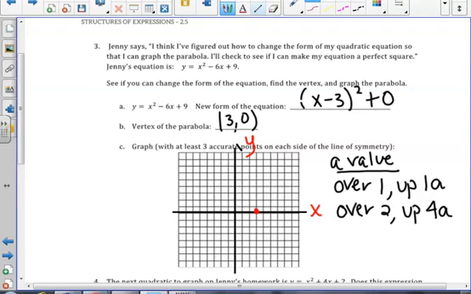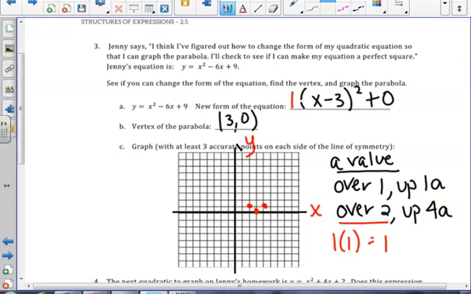For example, if I wanted to graph another point, a in this case is 1, therefore I would go up 1 times 1, which is 1. So I would go over 1 from the vertex and up 1. I know a parabola is symmetric, so I do know that the other point that I could plot would be 2, 1.